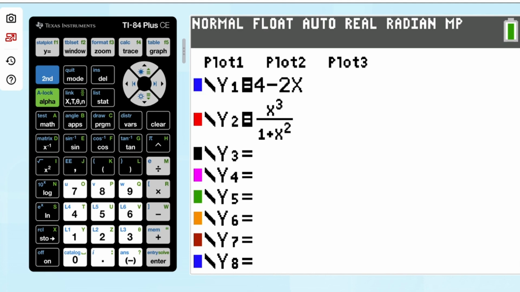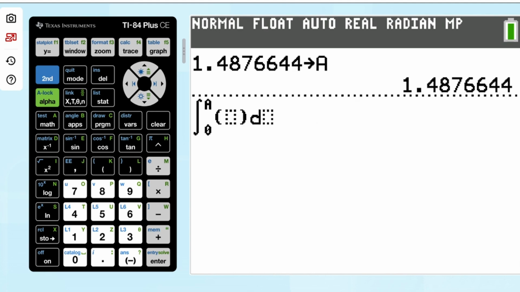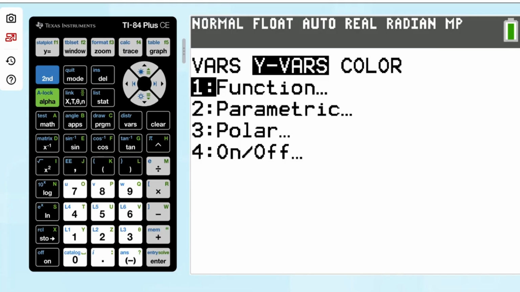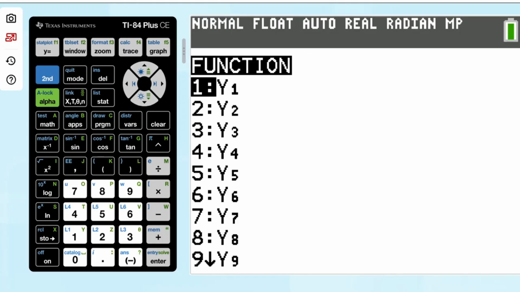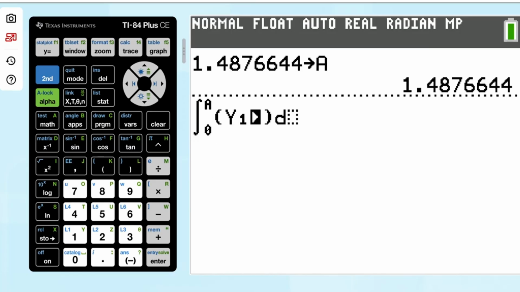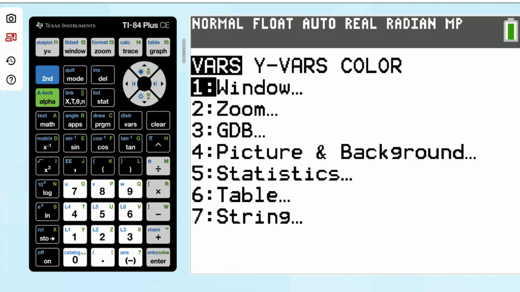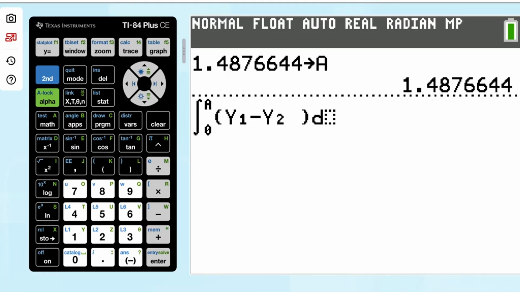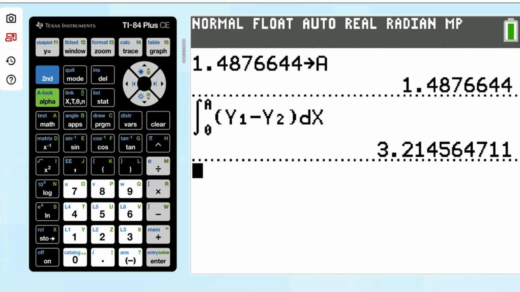And so what we'll do is hit the VARS button, which is right next to the clear. Go over to the second column, and in function, we can just see our y1 and our y2. So we'll just type y1 minus, and we'll do the same thing, VARS in that second column again, option 2 for y2. We'll throw our dx out, and we don't have to retype those functions, and we get 3.215.